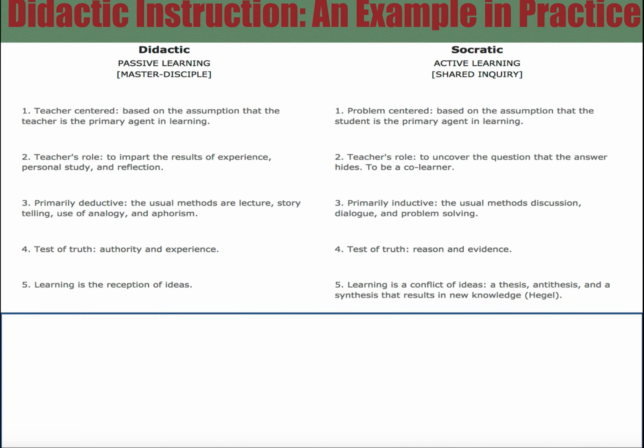Okay, point 5. Learning is the reception of ideas. In didactic instruction, it's really about what you are getting from the teacher who is imparting the knowledge. In Socratic, though, learning is really about a conflict of ideas. It's a thesis, antithesis, a synthesis that results in new knowledge. So it's really about working through the information in a way that's going to help you arrive at that knowledge, whereas in didactic, it's really about just receiving that information. Once again, take notes here and pause the video if you need to.